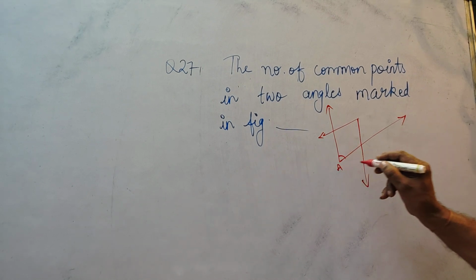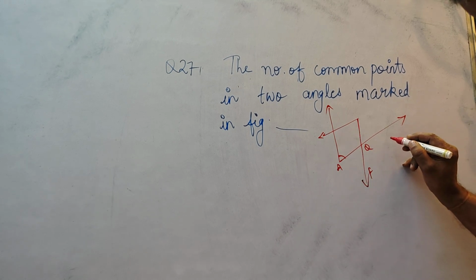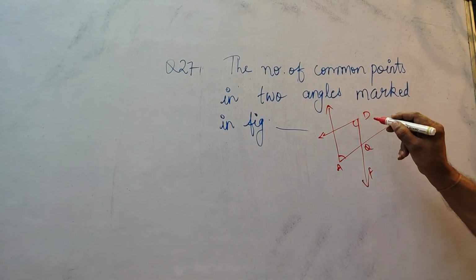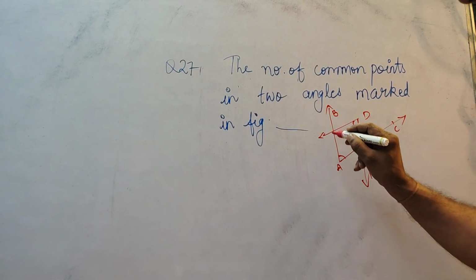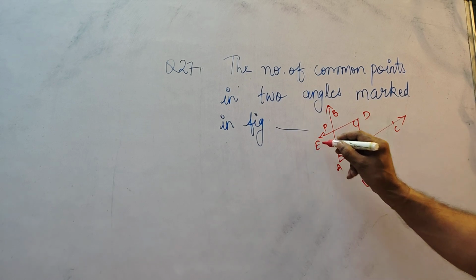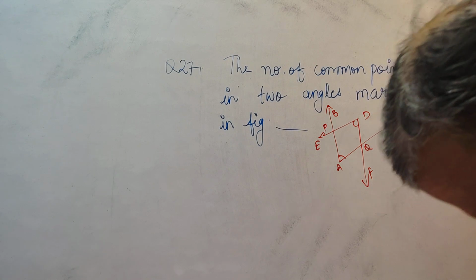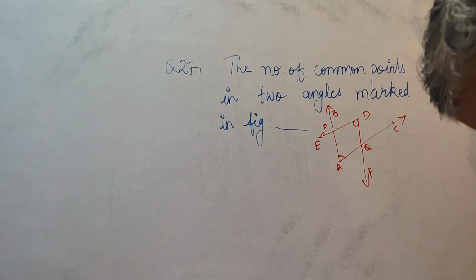There are names given: A, vertex, F, Q, C, D, B, P, and E. So the number of common points in the two angles marked in the figure. The number of common points in the two angles marked in figure 2.1. This is the figure given.